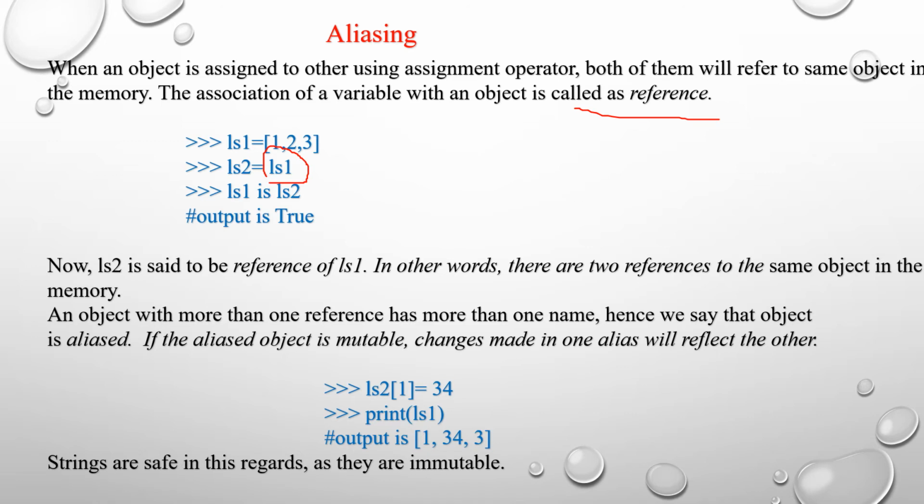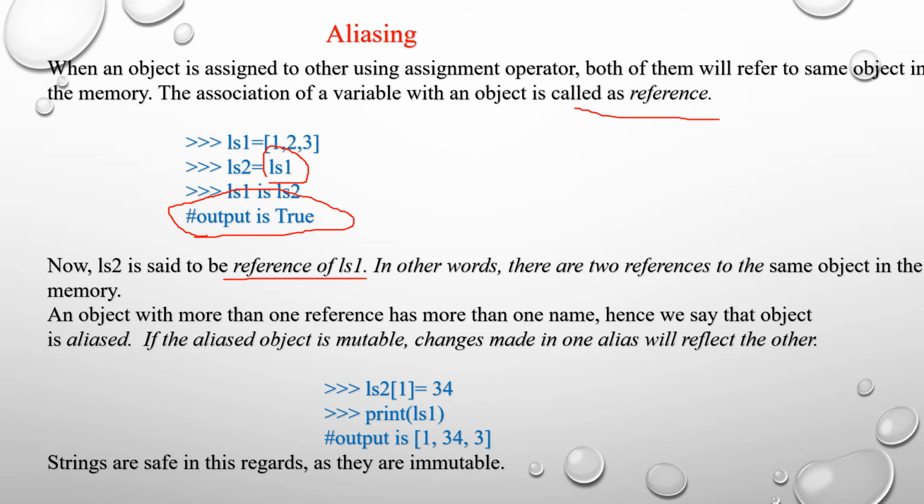After that, ls1 is ls2. The Python interpreter will give the True value. So ls1 elements are 1 2 3, and 1 2 3 we assign to ls2. ls2 elements are 1 2 3. So now ls2 is said to be a reference of ls1. In other words, there are two references to the same object in memory.